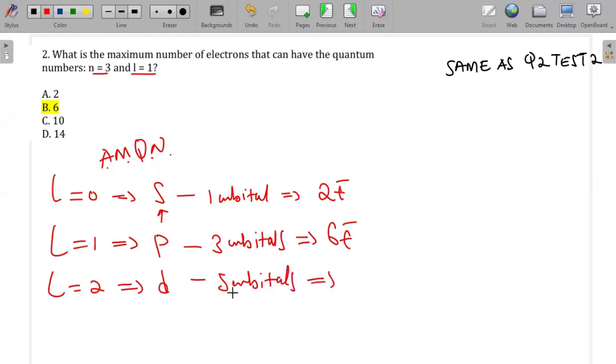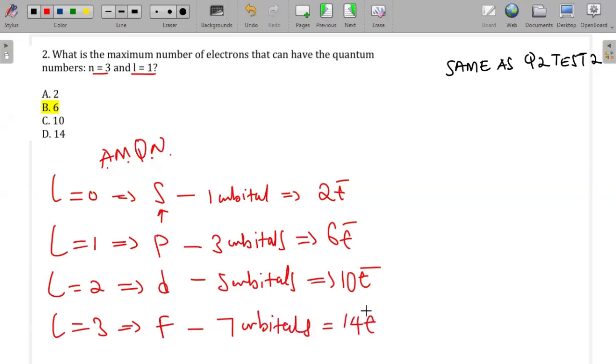Since each of these orbitals will contain 2 electrons, the total number of electrons that the D subshell can hold is 10. Then when L is 3, we have what we call the F subshell, which has 7 orbitals. It has 7 orbitals, meaning the total number of electrons will be 14 electrons. So in case they ask you the others, that is why I was writing them down.